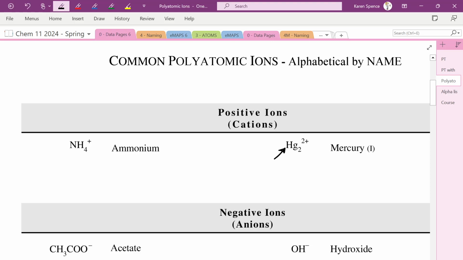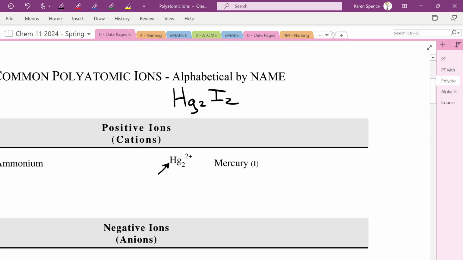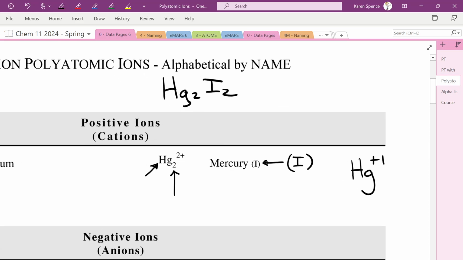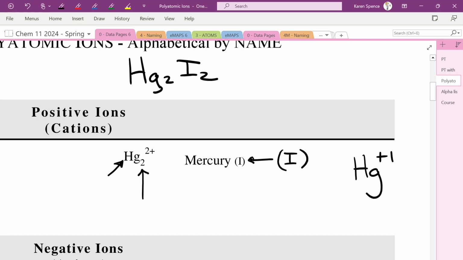You might have come across a compound Hg2I2, which is weird, yes? That's because this is mercury with a Roman numeral 1. Okay? What that means is that each Hg atom has a charge of +1. However, what does this little number here tell you? It tells you there are 2 of them.